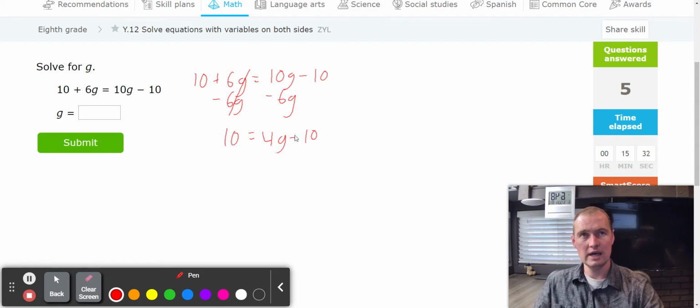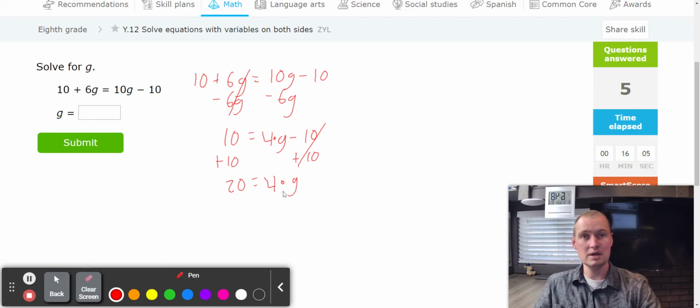Next step, we have a two-step equation because we have 4 times g minus 10. So add and subtract first before multiplying and dividing. I'm going to add 10 on the right side, but if I add 10 on the right, I definitely need to add 10 on the left. So 10 plus 10 is 20 equals 4g, and the 10s are out. Now we're down to a one-step equation. One steps are nice because we have one step left to go.